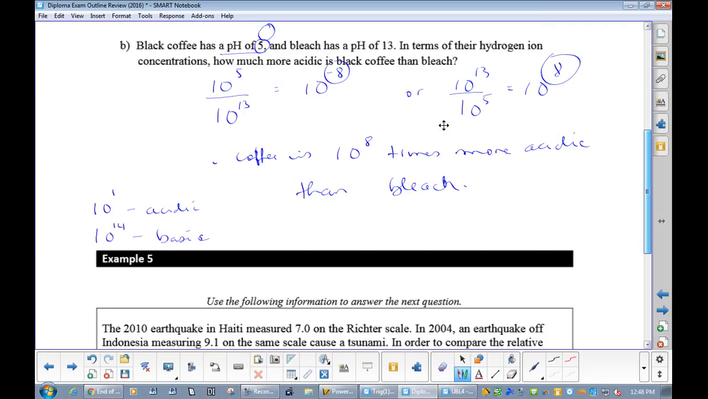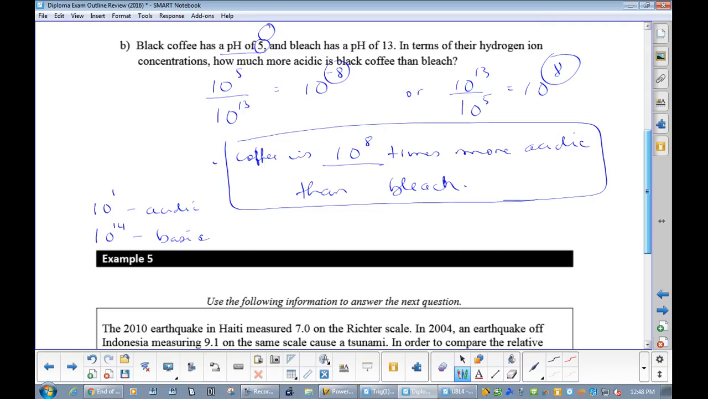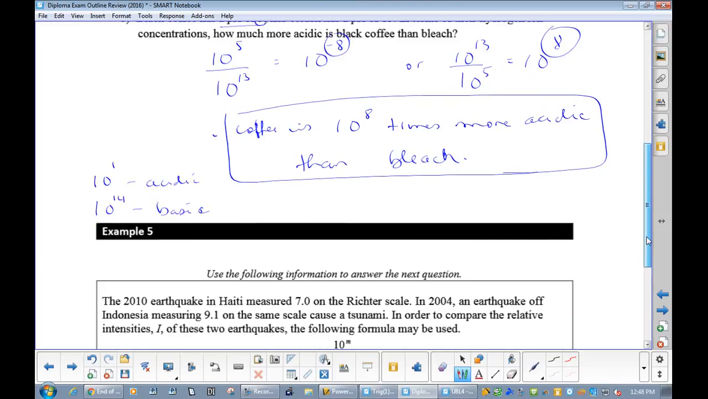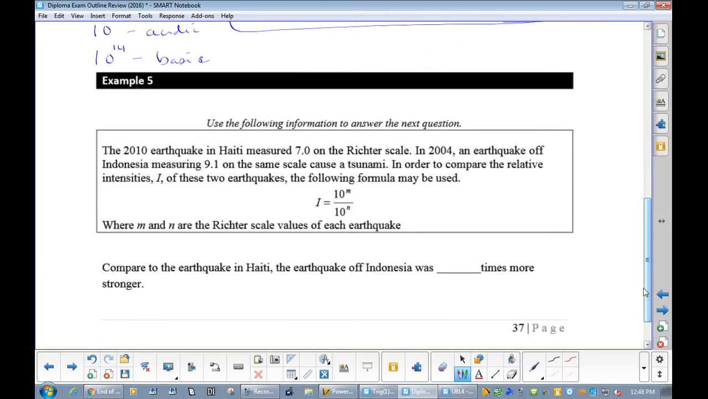They'll have something like this statement here as one of the options to pick. They would do it as a statement, or they would just have coffee is blank times more acidic. I don't even think they would ask this exact type of question. What they'll do is they'll ask something more like this.